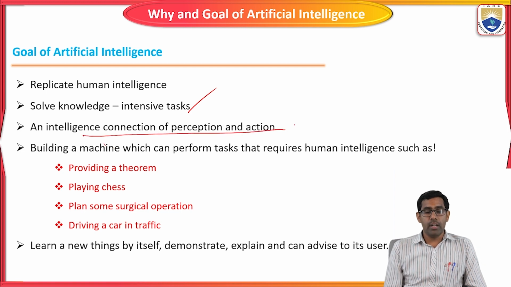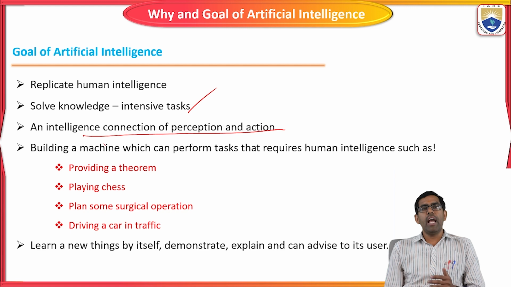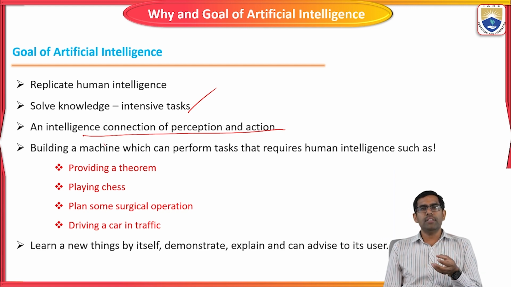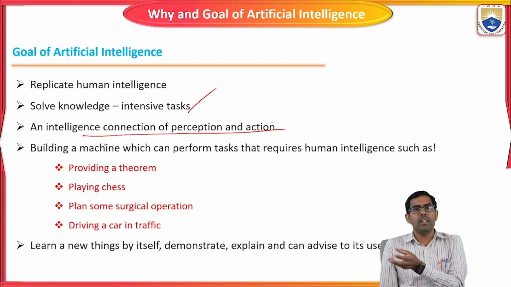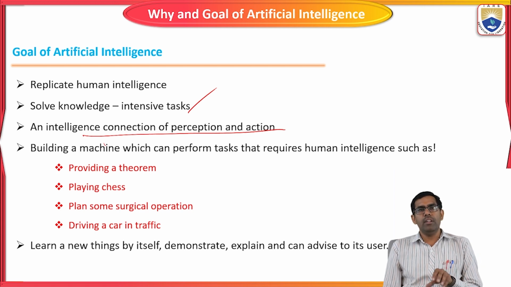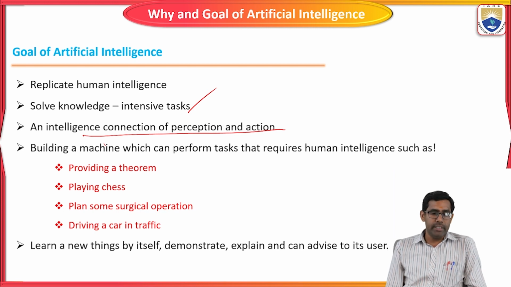Okay, so the next one is intelligent connection, perception and action. What is perception? Humans have eyes, nose, ears, and mouth, everything to sense other things. Like that, the AI machine also has some perception for gathering knowledge and sensing the environment, and it should act based on the problem statements.